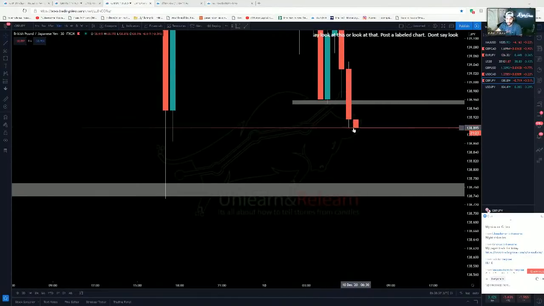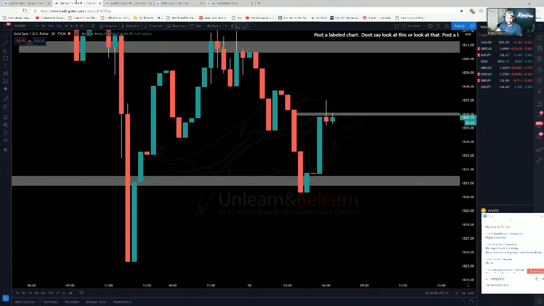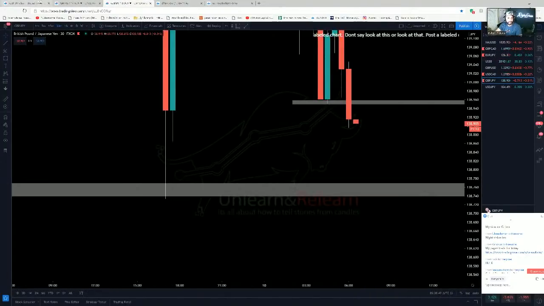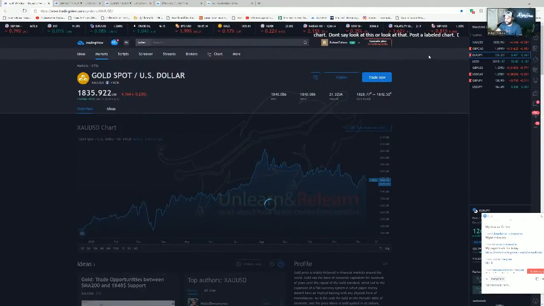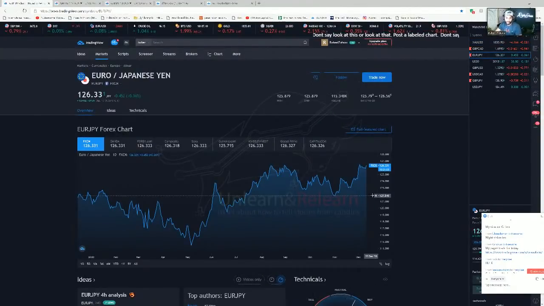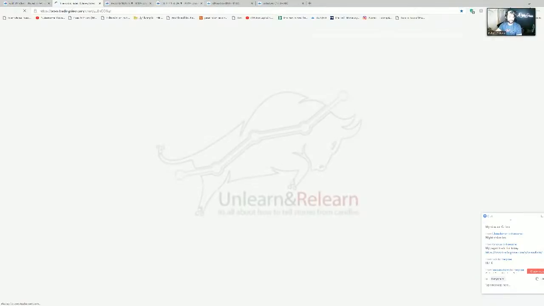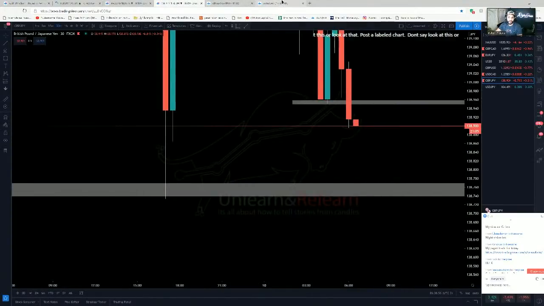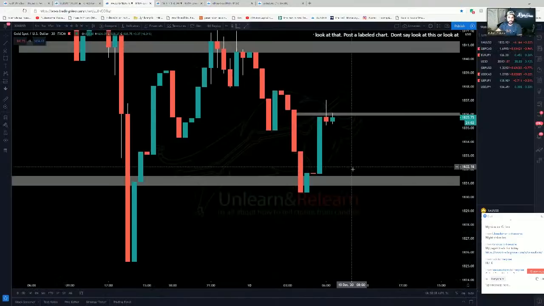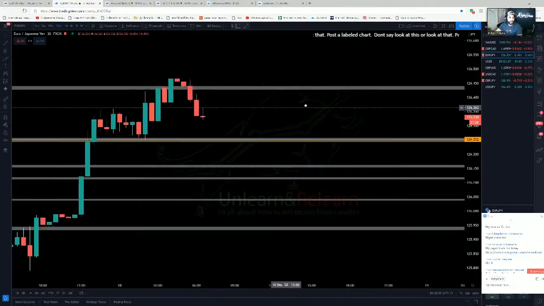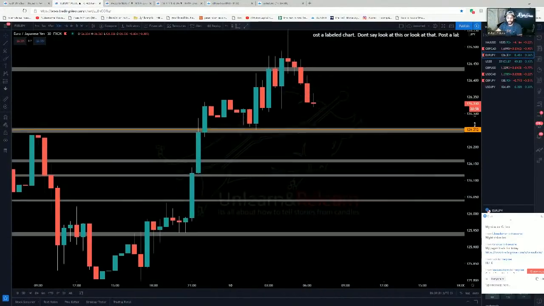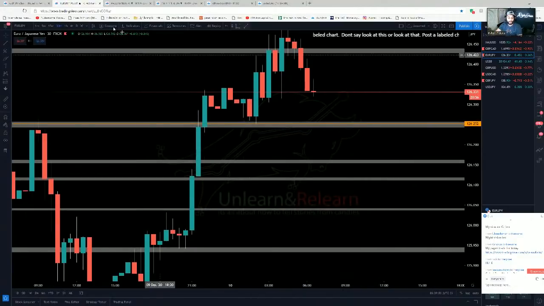All right, we're slowly coming down. One more little push and we have broken below 138.895, and we can continue going bearish. Let's take a look at your JPY here. All right, your JPY is also trying to come down.